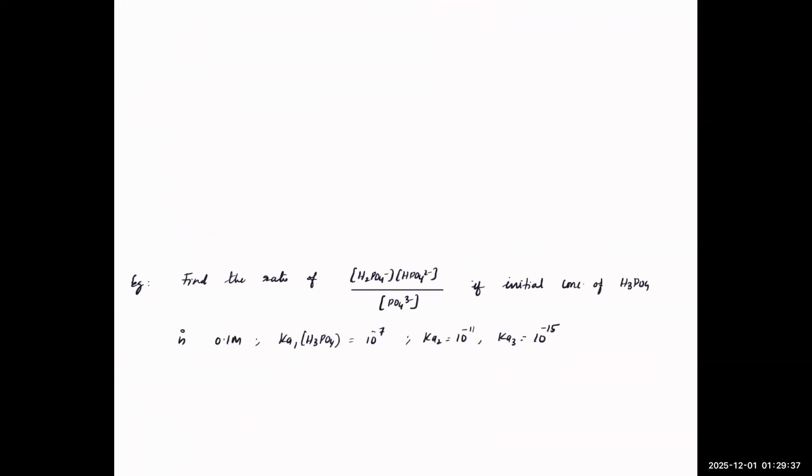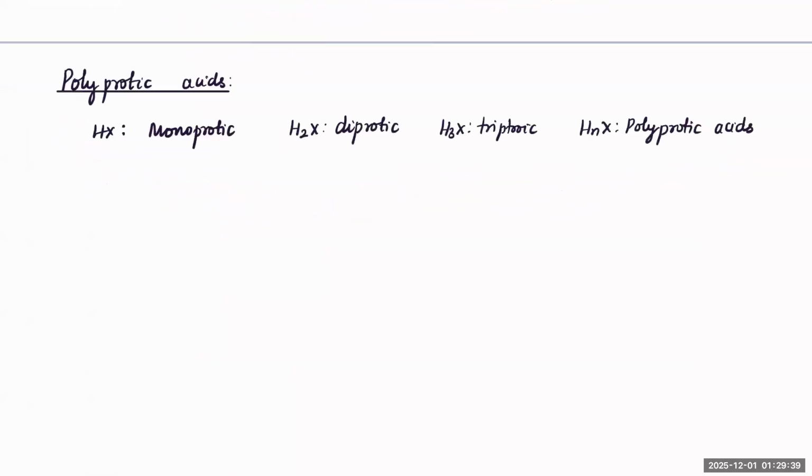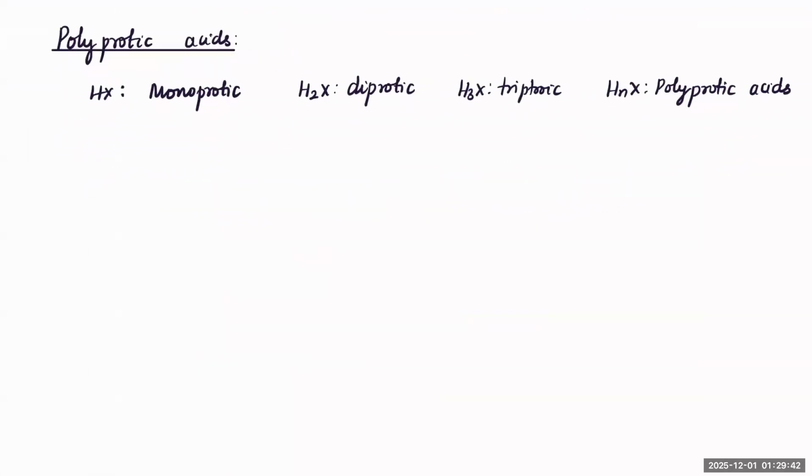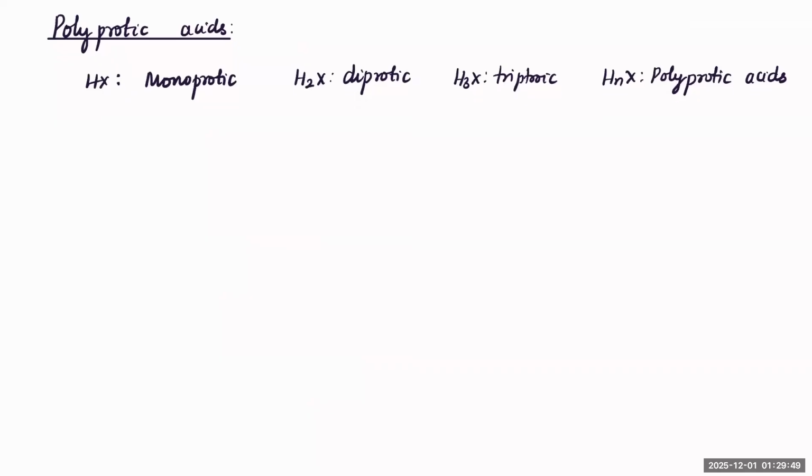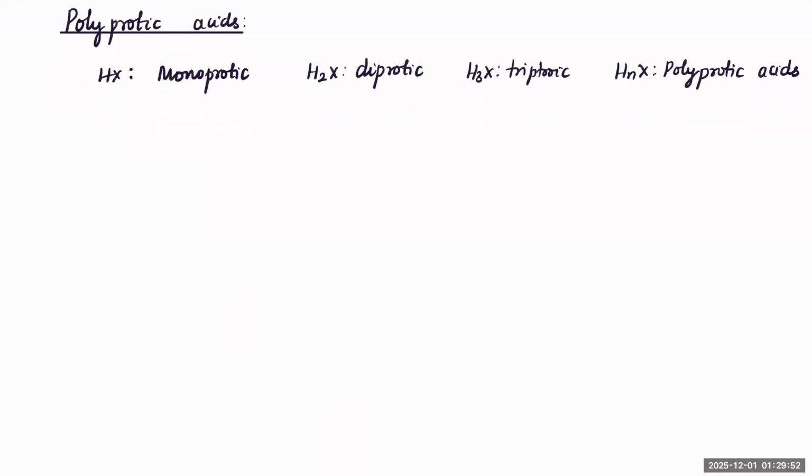Right. Now, the last part which we had left is polyprotic acids: how to calculate the pH present in polyprotic acid. It's a very small part. Let's spend another 10 minutes to understand this part. Polyprotic acids are acids which can give multiple H plus ions. If we have only one H plus ion giving, we call it monoprotic. 2 H plus is diprotic, then triprotic, and so on, polyprotic.